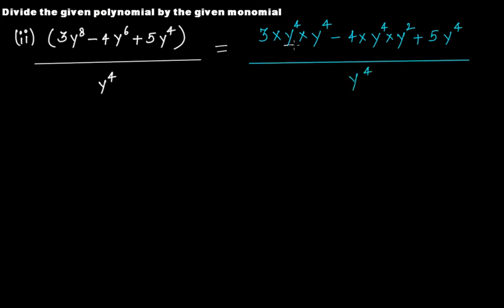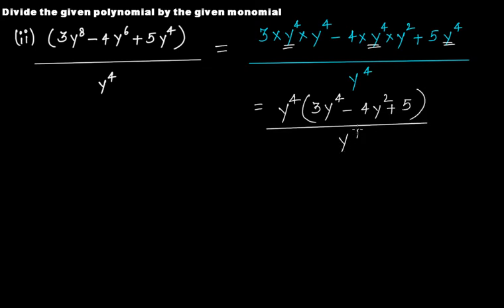Now here this common factor, take this out, you get y raised to the power of 4, and within the bracket you will have 3y raised to the power of 4 minus 4y raised to the power of 2 plus 5, and then divided by y raised to the power of 4. Now in the numerator and the denominator, this is the common factor, so you get finally 3y raised to the power of 4 minus 4y squared plus 5, right? So this is your answer.